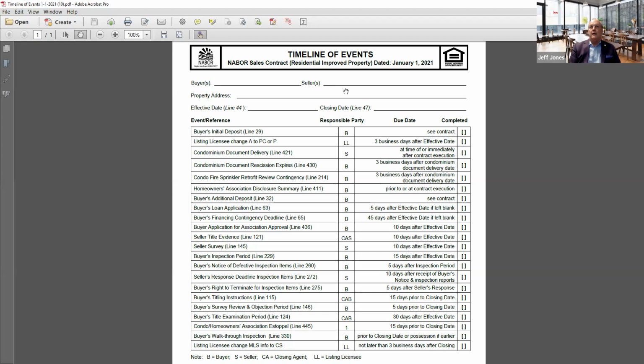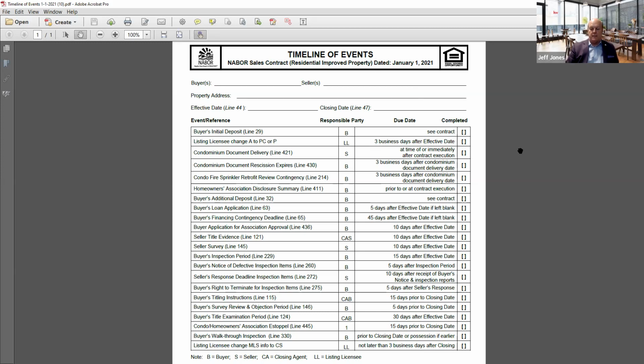So that's a timeline that I recommend you keep in your library. I recommend you put a little calendar together, or put the dates on there and go over them with your buyer or seller, so there's no doubt that any of these deadlines are going to get missed.